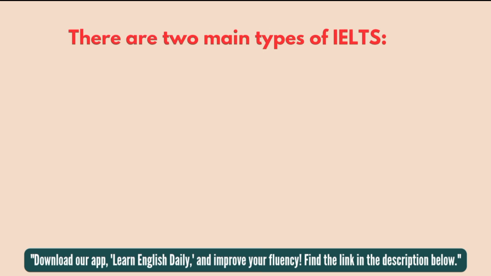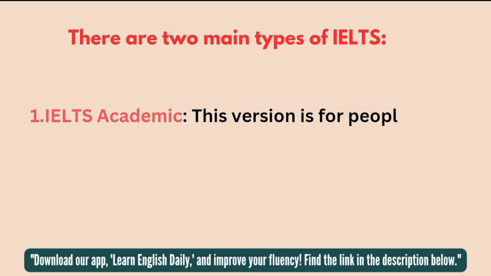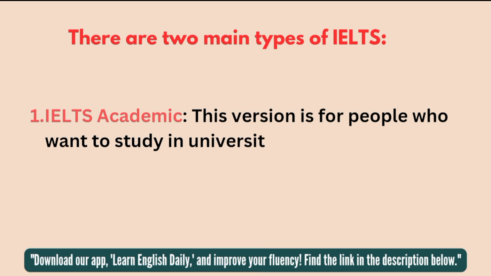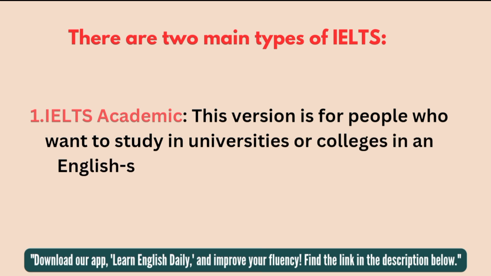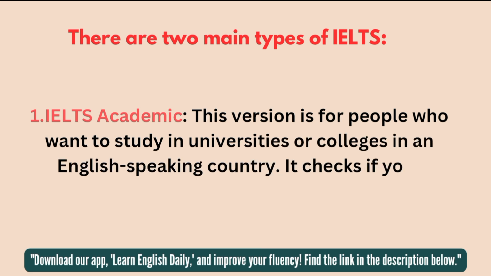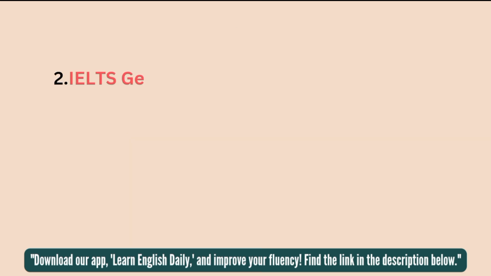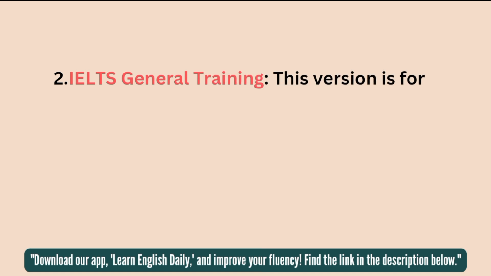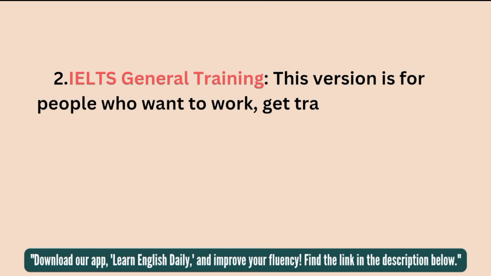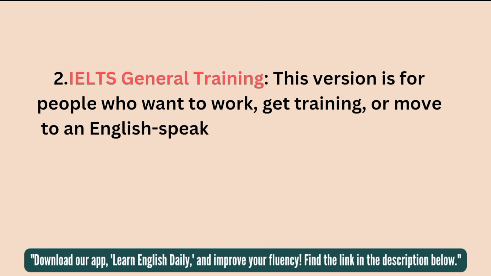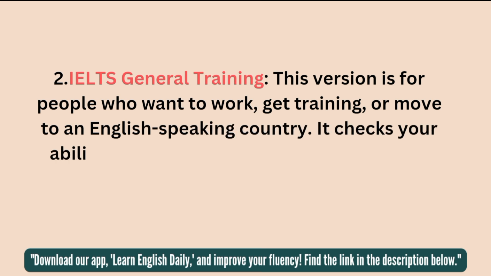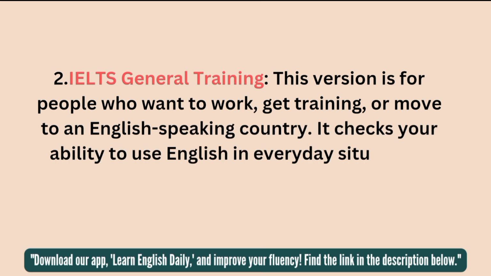There are two main types of IELTS. 1. IELTS Academic. This version is for people who want to study in universities or colleges in an English-speaking country. It checks if your English is good enough for an academic environment. 2. IELTS General Training. This version is for people who want to work, get training, or move to an English-speaking country. It checks your ability to use English in everyday situations.